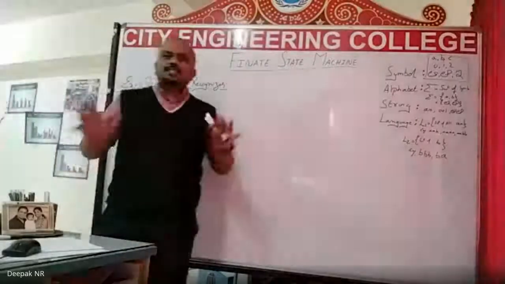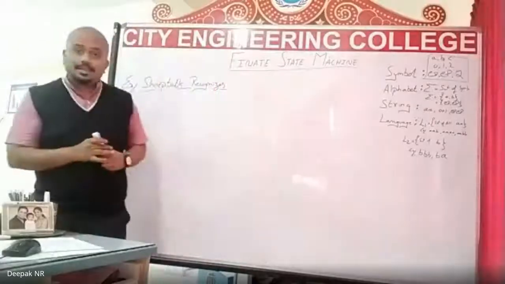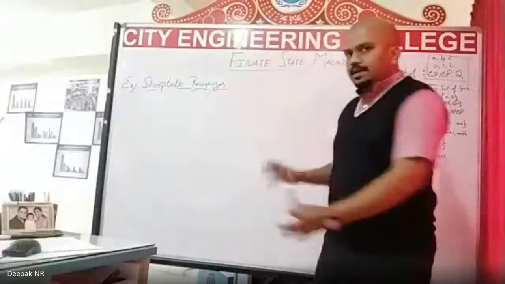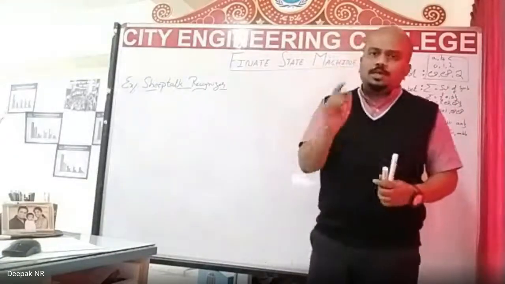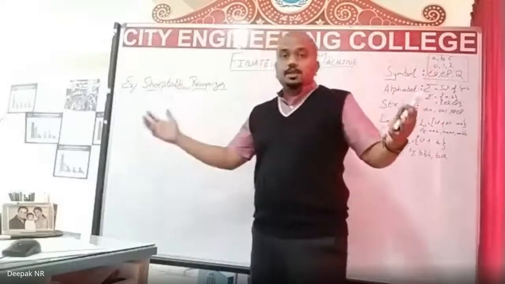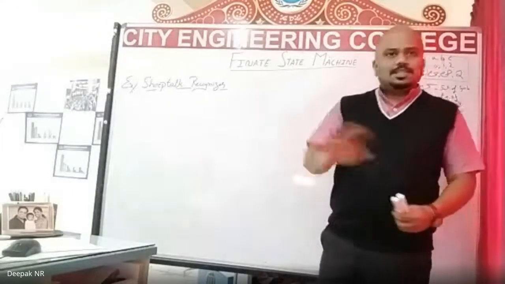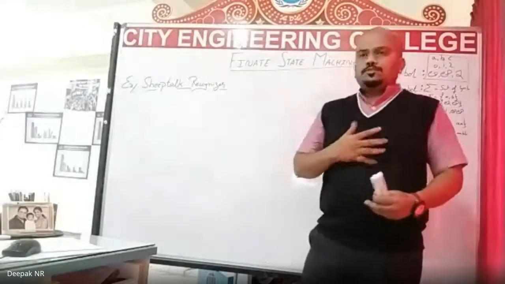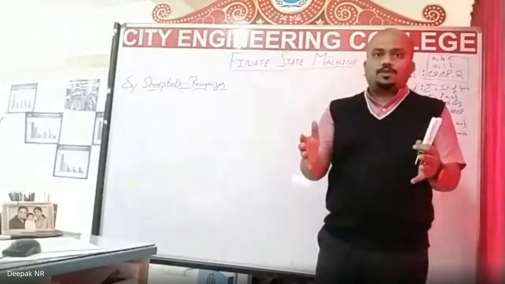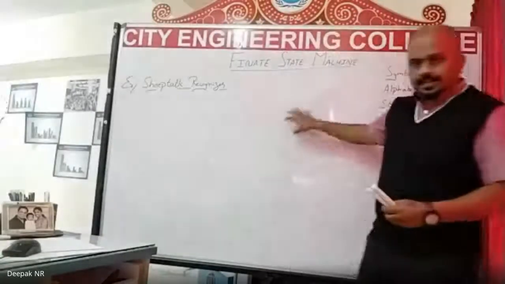First and foremost, which example shall I take for the finite state machine? Let me design a machine. Machine means a diagram. From now on, keep one thing in mind: whenever I say machine, don't think it's a hardware machine, like a lathe machine or a 4-stroke engine. In computer science terminology, whenever I say machine, it's a diagram. For example, a data flow diagram. Similar kind of machine we will be designing here.